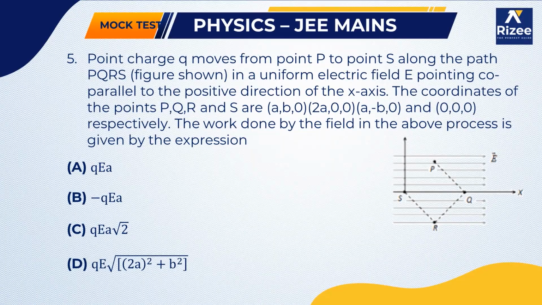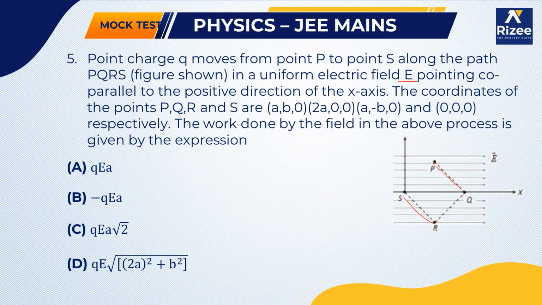So coming to the fifth question. What he has given in the question is that a point charge Q moves from point P to S. So it is traveling from P to S along the path PQRS in a uniform electric field. The electric field, he has given it as E, pointing parallel to the positive X direction. So it is in the positive X axis, fine.